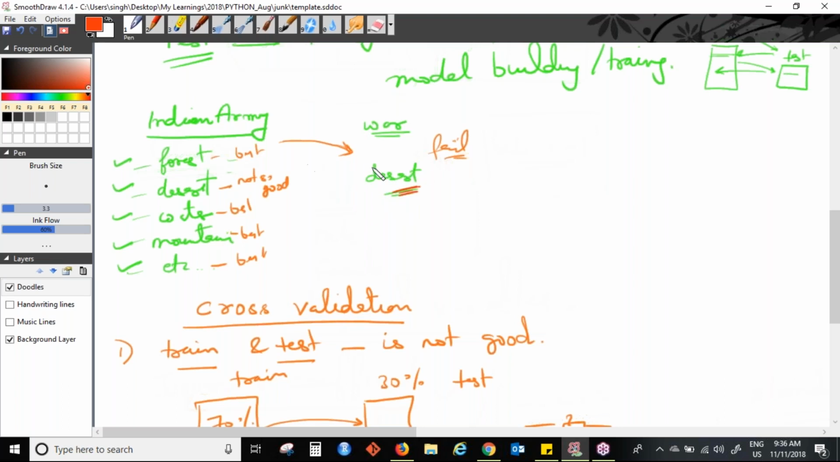So that is the problem with this approach, that maybe your way of preparing the model only performs good on one particular kind of test data, or only performs bad on one particular kind of data.